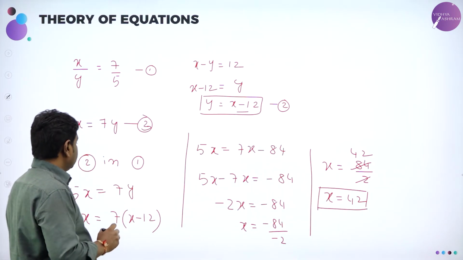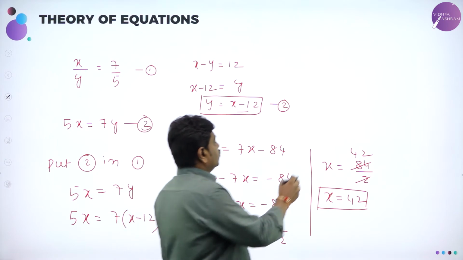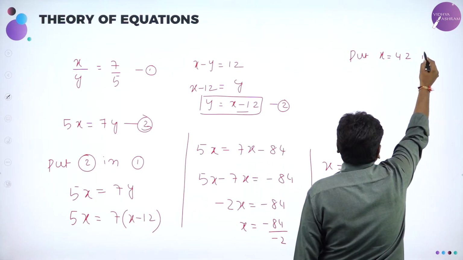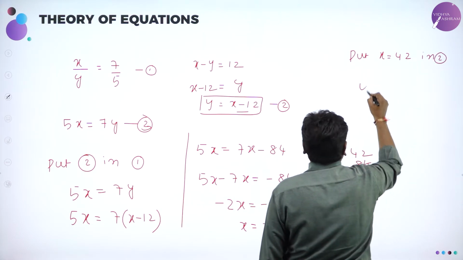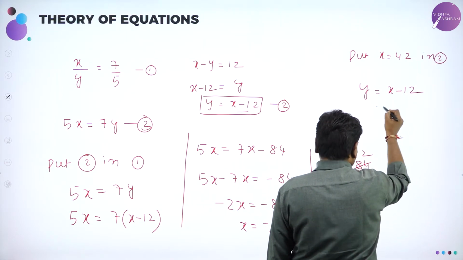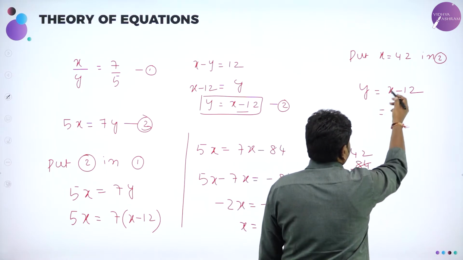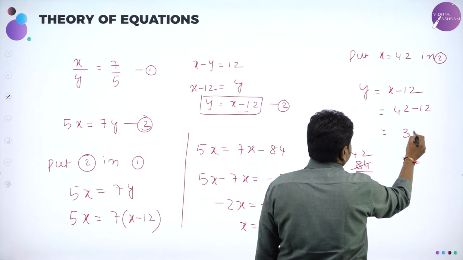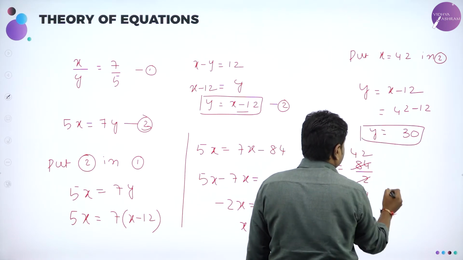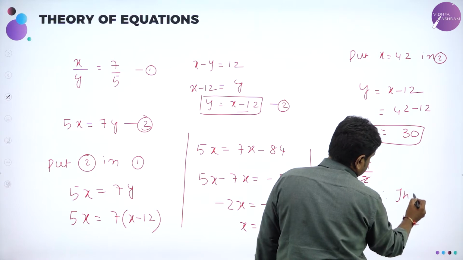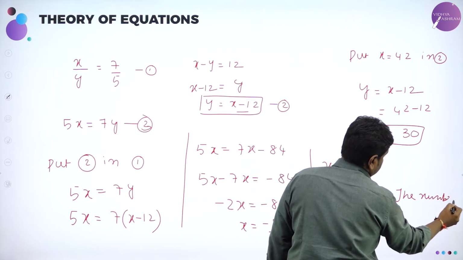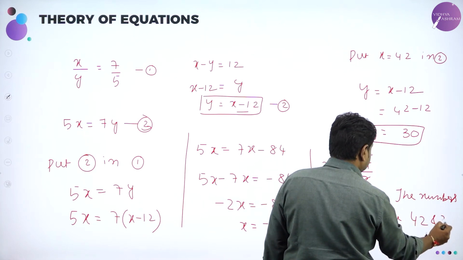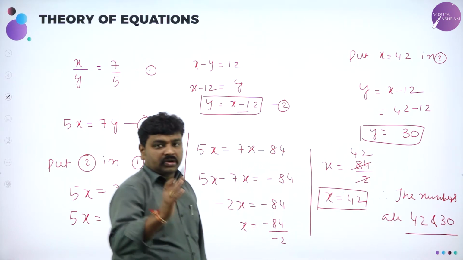After you get the value of x, substitute it in equation 2, put x is equal to 42 in equation 2. You will get y. What is y? y is equal to x minus 12. y is equal to what? 42 minus 12. x minus 12. What is x? 42. So 42 minus 12. 42 minus 12 is 30. So you got the numbers. So therefore, what are the numbers? The numbers are 42 and 30, or 30 and 42. I hope all of you got this.